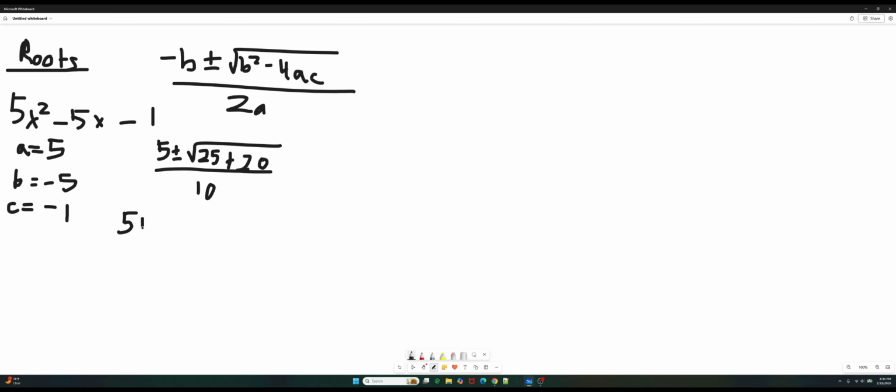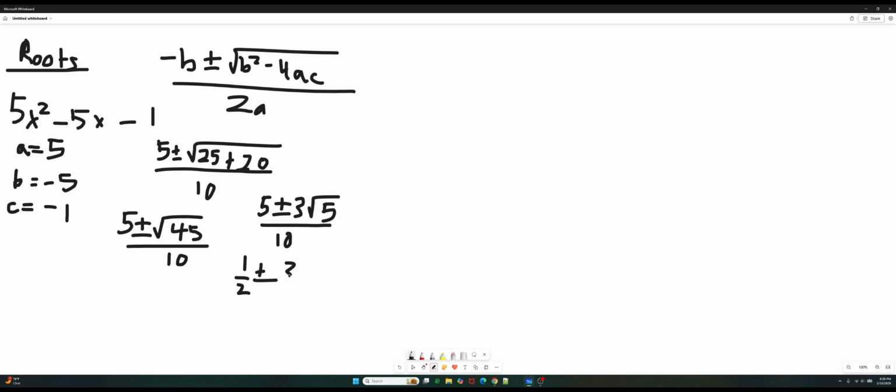So if we simplify this, what you could do here is take out the 9 from this, so it'd be 3 square root 5 divided by 10. Then you can go a step further and do half plus minus. So this would be either this or this. They would both be the answer choices.